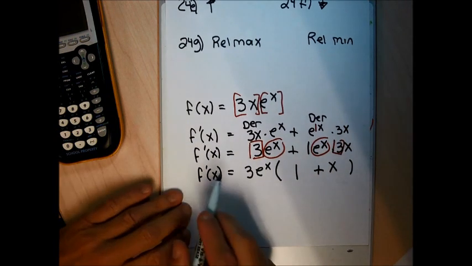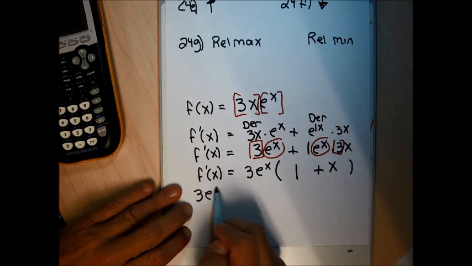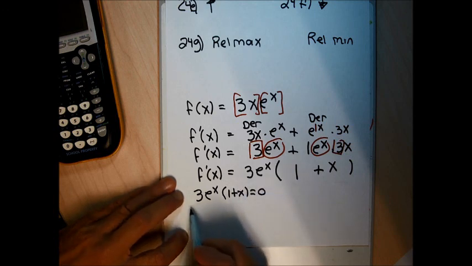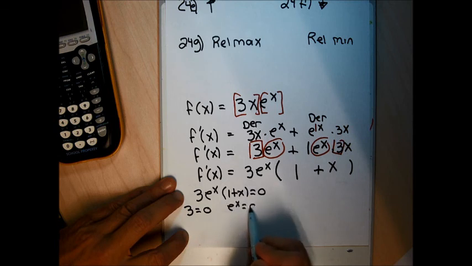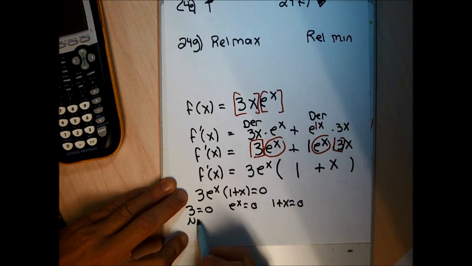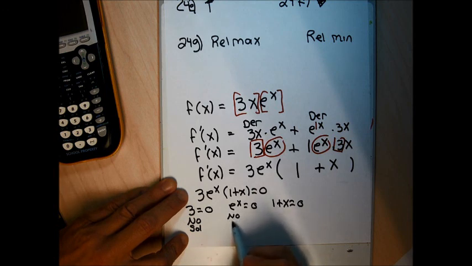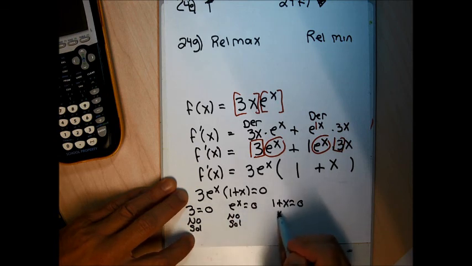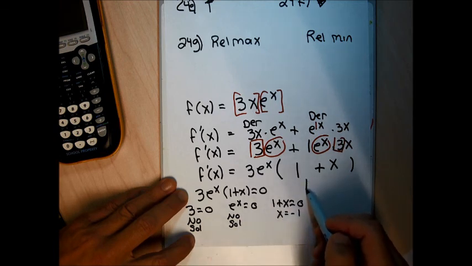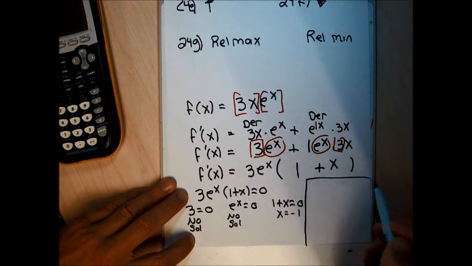I'll find the critical numbers by setting this equal to 0. So I'm going to go 3 e to the x times (1 plus x) equal to 0. That will cause me to go 3 equal to 0, e to the x equal to 0, and 1 plus x equal to 0. For the 3 equal to 0, it doesn't have an x. It doesn't give a critical number or a solution. e to any power can't equal 0. That won't give a critical number or a solution. And for this one, I'd subtract 1 from both sides and get a critical number of x equal to negative 1. I don't know if I can do the number line stuff on this sheet, but I'm going to try to jam it in here.